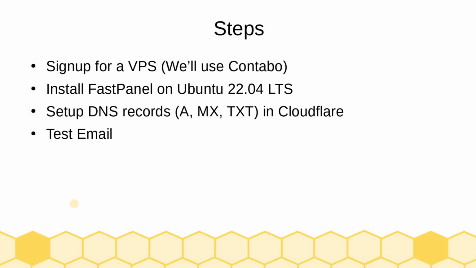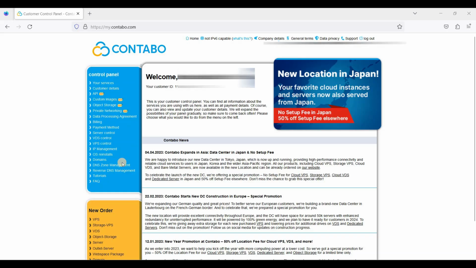And next, we will set up DNS records, the A record, MX record, and TXT record in Cloudflare. And of course, you need to have a domain name, and I will be using Namecheap. I will set it up later on. And next, we will add an email address, an email account in FastPanel, and send a test email. So let's get started.